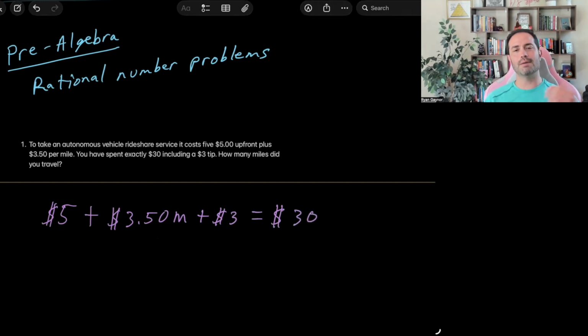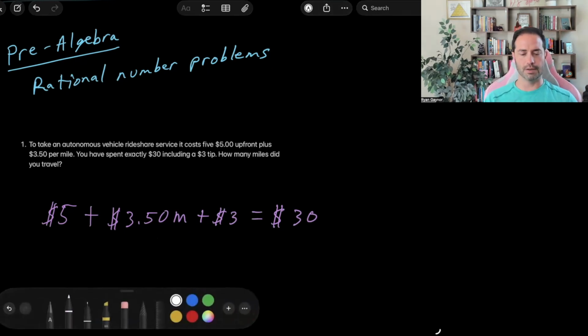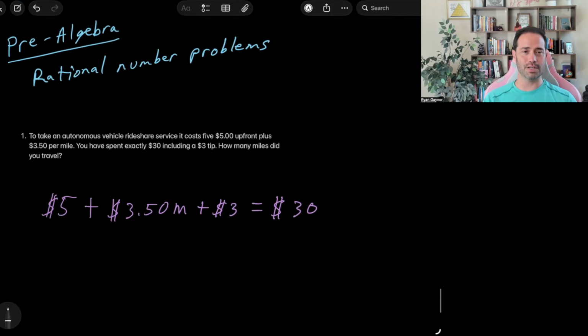Now it's asking how many miles did you travel, so we're looking for M. So we have an equation. We literally took the word problem and translated it into a math equation. $5 up front plus the $3.50 per mile plus the $3 tip is equal to, because it says we spent $30.